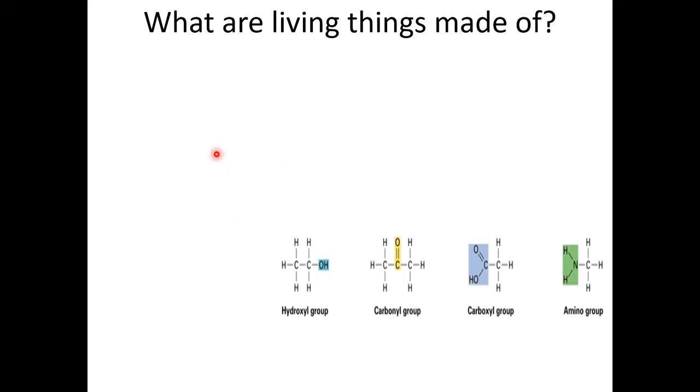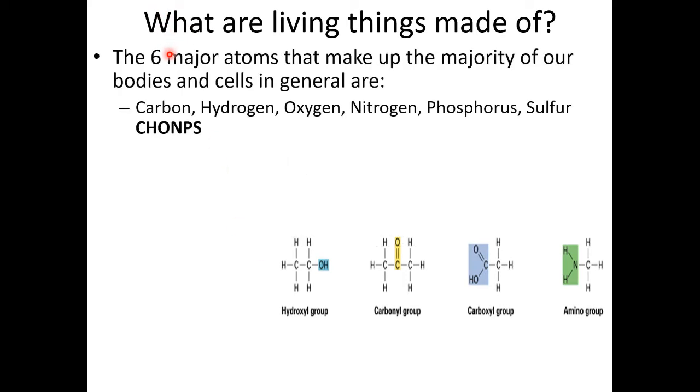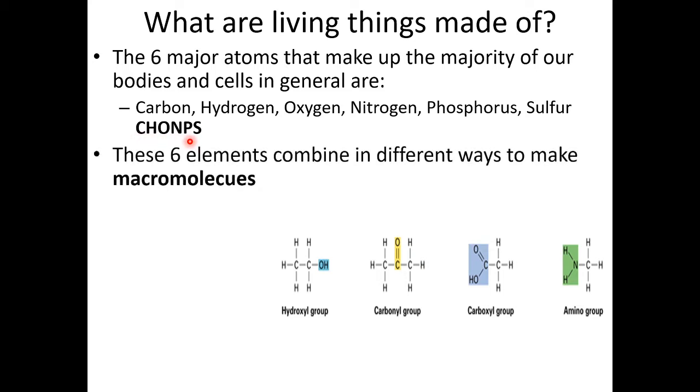So we start with: what are living things made of? Really we can boil it down to pretty much 6 atoms. There are 6 major atoms that make up the majority of our bodies and cells, and they are carbon, hydrogen, oxygen, nitrogen, phosphorus, and sulfur. You'll hear me refer to these as CHONPS. 96% of you and every living thing on the planet is essentially made of those 6 elements. So those are the ones we're going to focus on here.